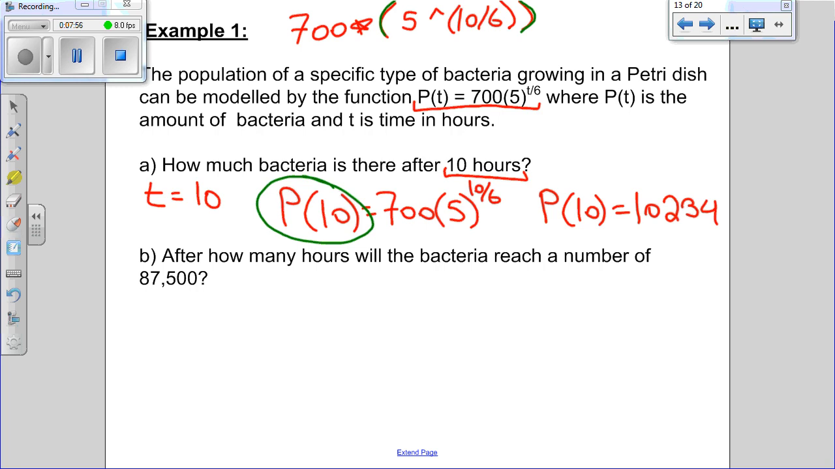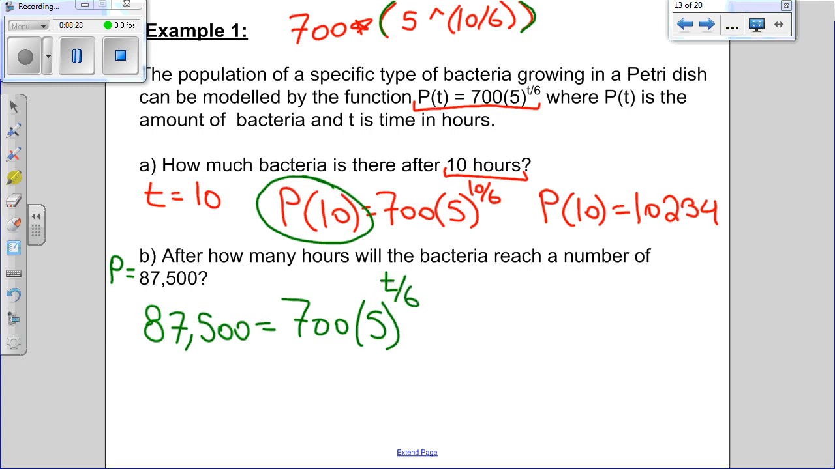Alright. E. After how many hours will the bacteria reach a number of 87,500? So now you're looking for time because they gave you what P equals. So that means we have 87,500 equals 700 and then 5 to the power of T divided by 6. There's two ways to solve this. Easy way and hard way.